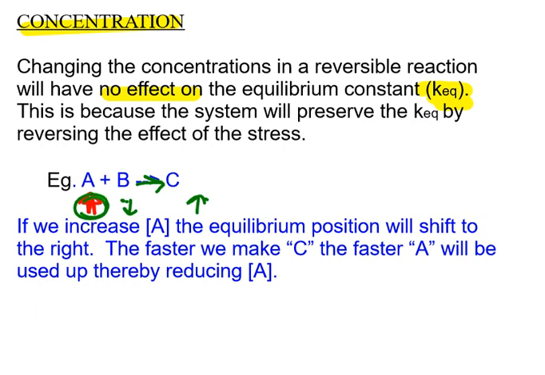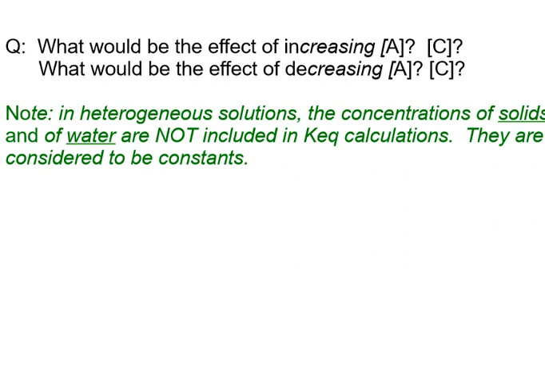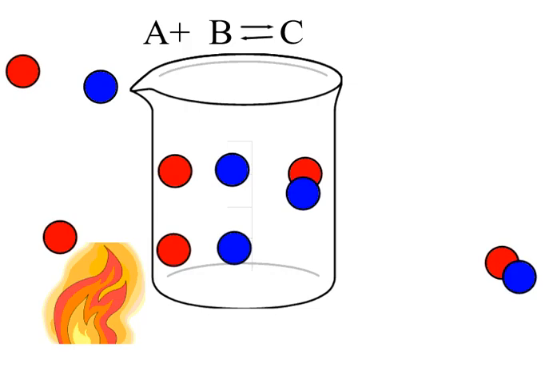As I continue to explain and show you examples, I'm going to do my stress in red and the effect of that stress in green. So we're going to use this idea to see what would happen if I added more A or more C, and what would happen if I decreased A or C, because we can increase or decrease concentrations of products and reactants. So in our analogy, I'm going to make my A's red, my B's blue, and my C will be a combination.